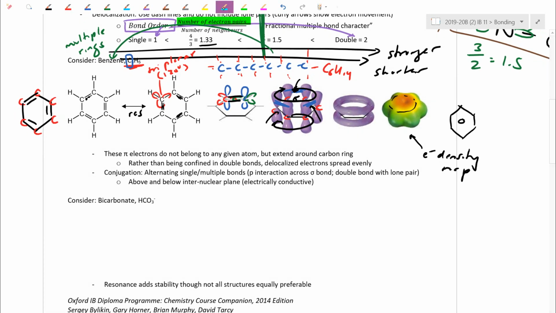So let's just read through here. The pi electrons do not belong to any given center. You can't really put your finger on where the electrons are. Rather than being confined, they're spread evenly. They're delocalized over the centers.